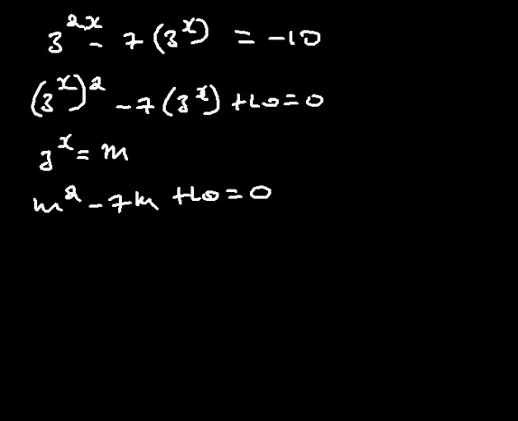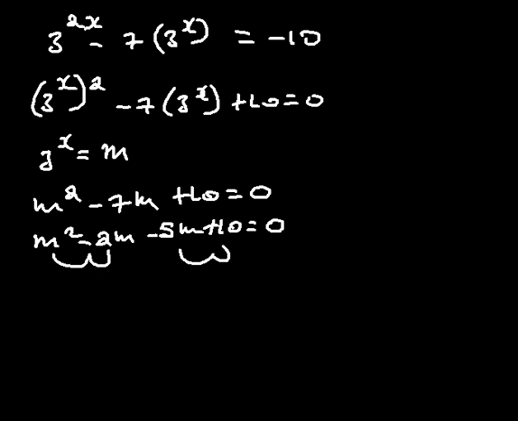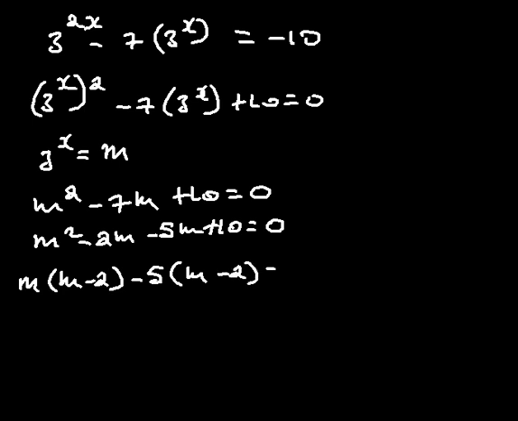Then let's see if m can be solved using the factor method. As it stands here, it is possible to solve for m using the factor method. We pair up the terms. What is the common factor for the first pair? We have m, with m minus 2, and the common factor for the second pair is negative 5, with m minus 2. That will be equal to 0.